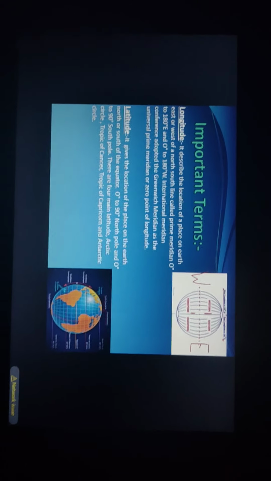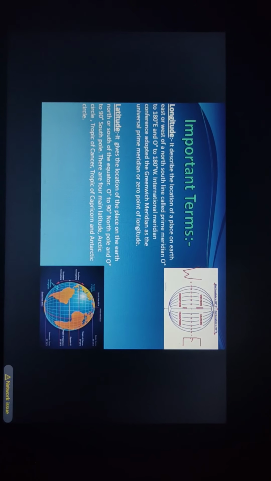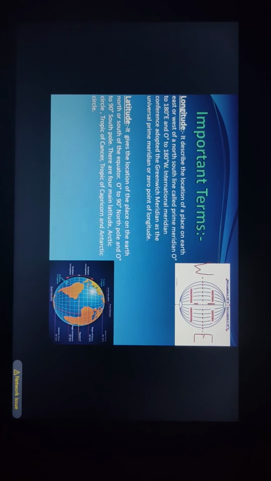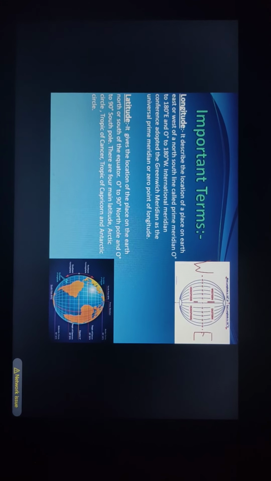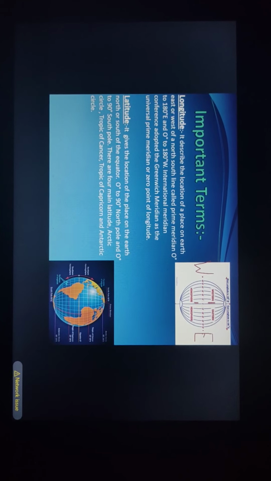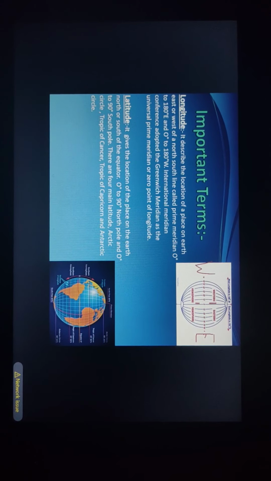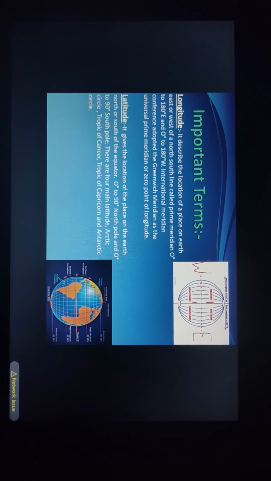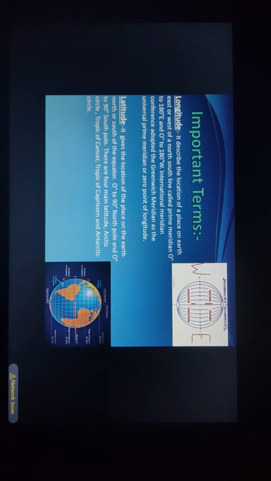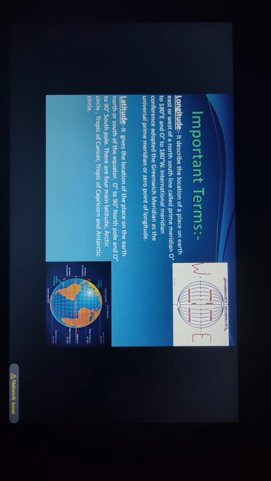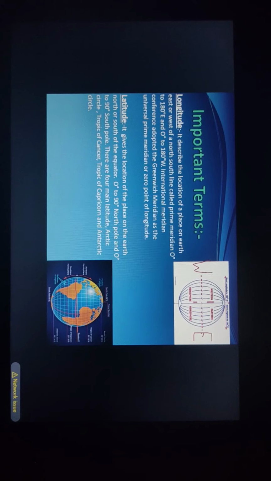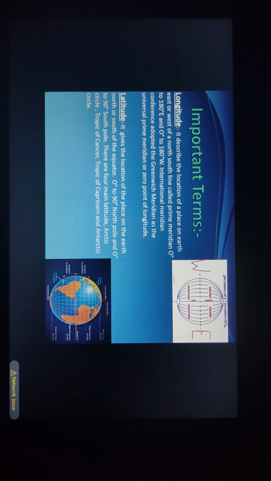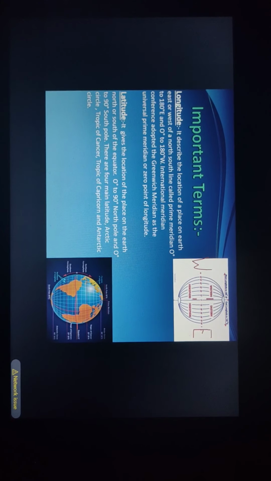Latitude gives the location of a place on the earth north or south of the equator. Here you just see this dotted line given from the 0 degree. This is the equator. This equator divides the earth into two equal halves, that is the northern hemisphere and the southern hemisphere. So it gives the location of the place on the earth north or south of the equator.